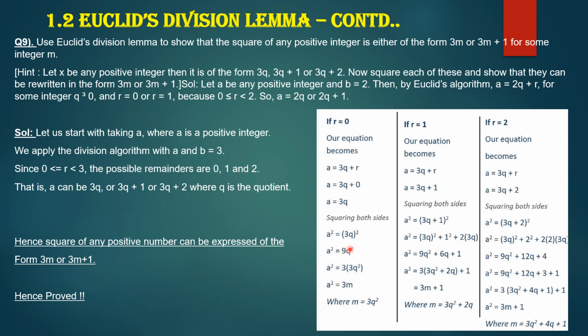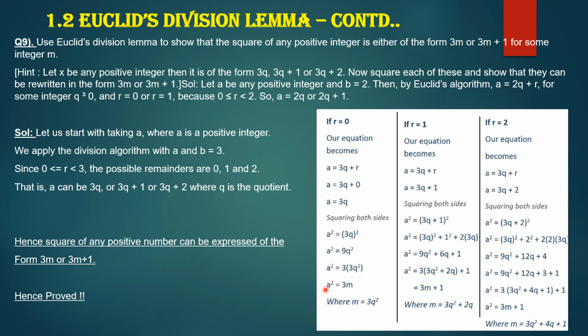First case, it will become 9q square. Second case, it will become 9q square plus 6q plus 1. Third case, it will become 9q square plus 12q plus 4, because (a plus b) square equals a square plus b square plus 2ab.